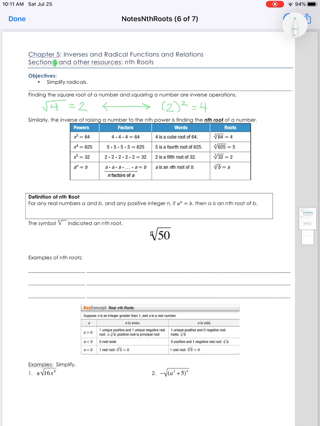So moving on, the next section, and this is not 5, is we're going to be talking about the nth roots, and we're going to be simplifying more radicals.